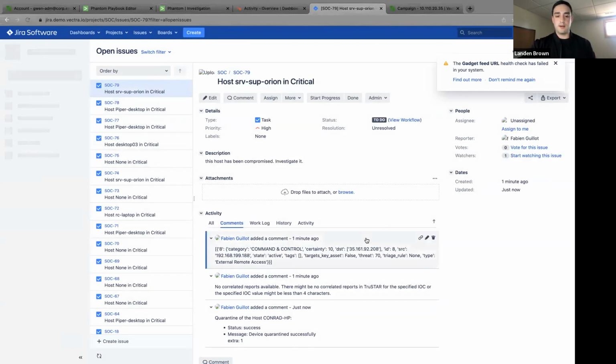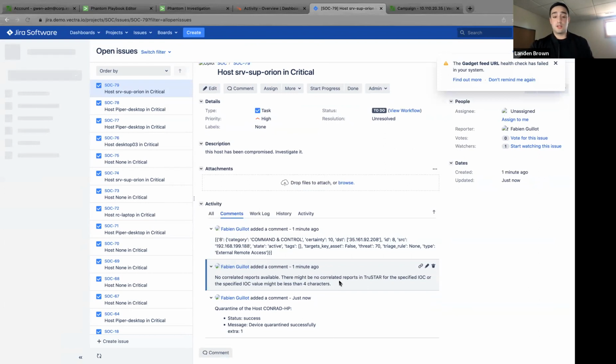And so what we can see here is the ticket. The first thing that we wanted to do was preserve the forensic details, right? This is command and control detection. This is the destination. Here's the source. The state is active. The threat, the triage rules, etc. All of these things are important for us from a forensic perspective for the future, right? Again, the TrueStar report says there's no correlated reports available, which means that the IP we're passing to TrueStar is a net new zero-day, right?